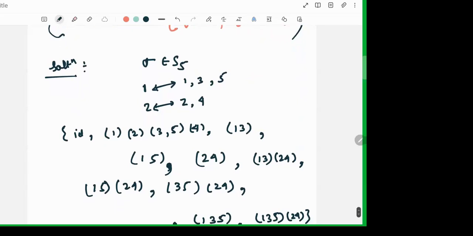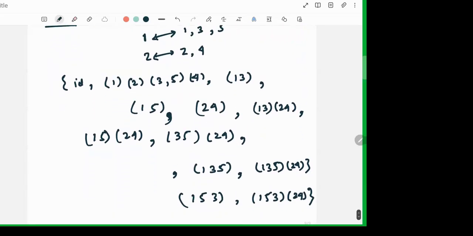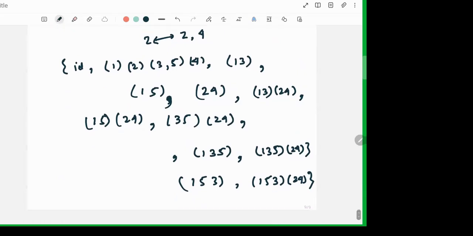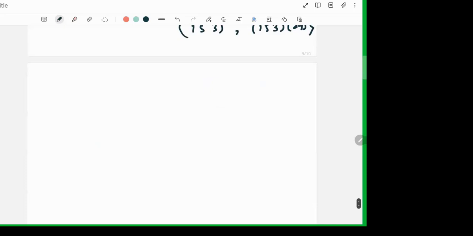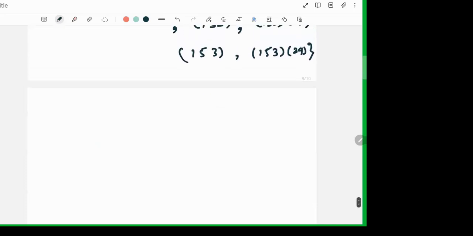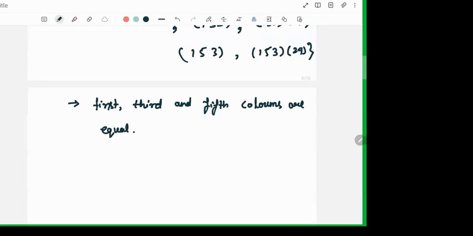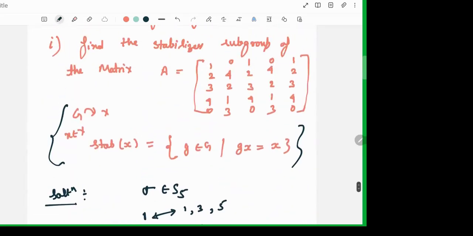Okay. So how did you come up with the stabilizer in the first place? Okay, so let me tell you this way. You can think in this way basically. So first observe this thing that the first, third, and fifth columns are equal, right? Yes. First, third, and fifth columns are equal.